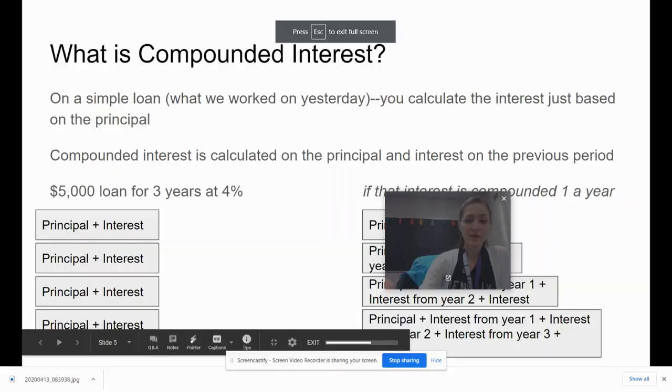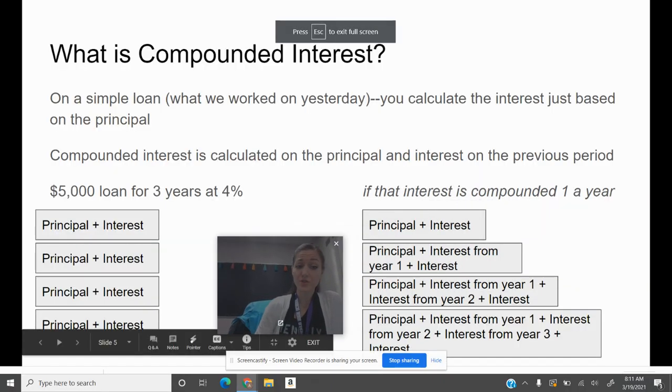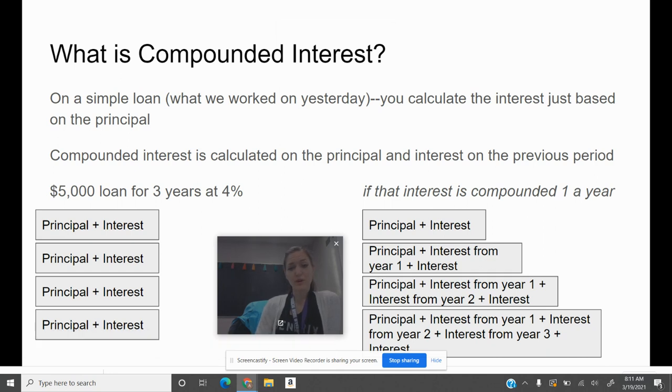Hey guys, today we are going to talk about compounded interest. Yesterday we talked about calculating interest on a simple loan, where you just calculate the interest based on the principal. Compounded interest is different because it adds interest on top of interest on top of interest. So in the end, you're going to be paying more with compounded interest than you would for a simple loan.